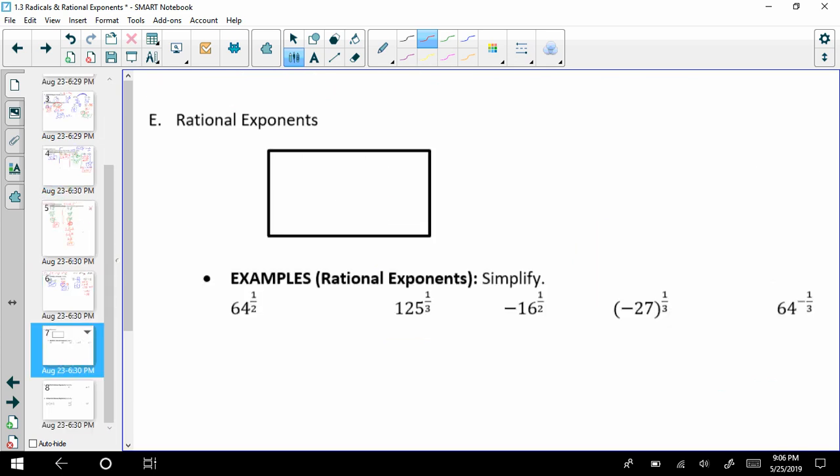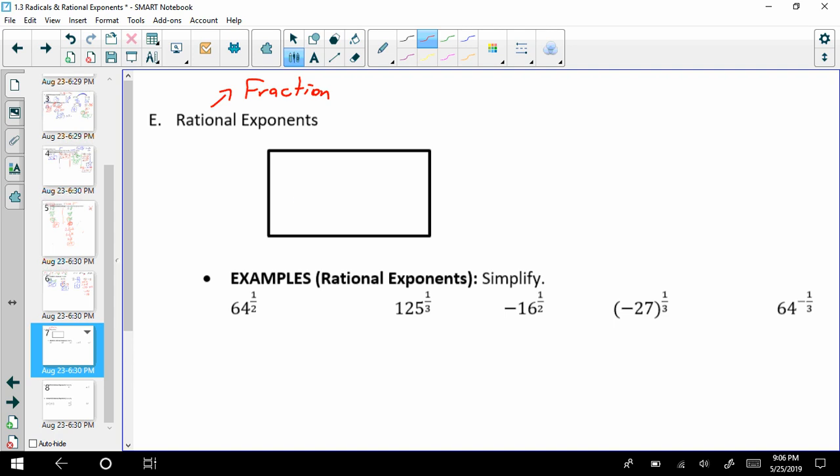Okay, almost done here. The last part of today is rational exponents. And again, rational means if I really wanted to, I could write them as fractions. I always tell my students, remember, rational, fractional. It's probably not good English, but it does end up sticking.